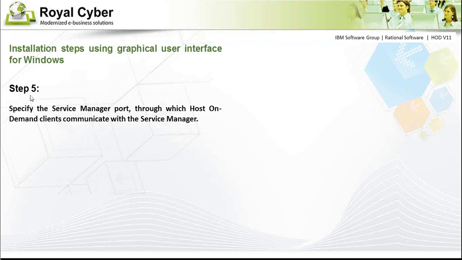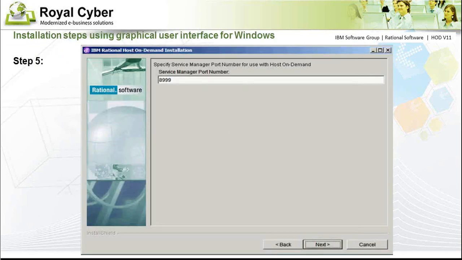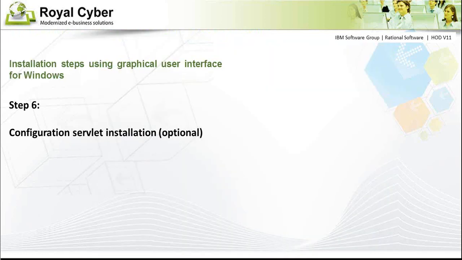In step 5, specify the service manager port through which Host On-Demand clients communicate with the service manager. This communication is necessary for deployment using the configuration server to maintain session configuration information for the configuration server-based model and combined deployment models, as described earlier. IBM recommends designating port 8999 for these purposes. You can check your server documentation to see if this port is being used. If it is in use, you can change the port during installation or at a later time.